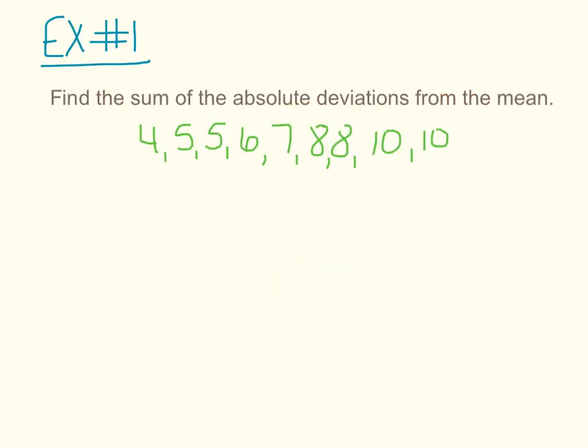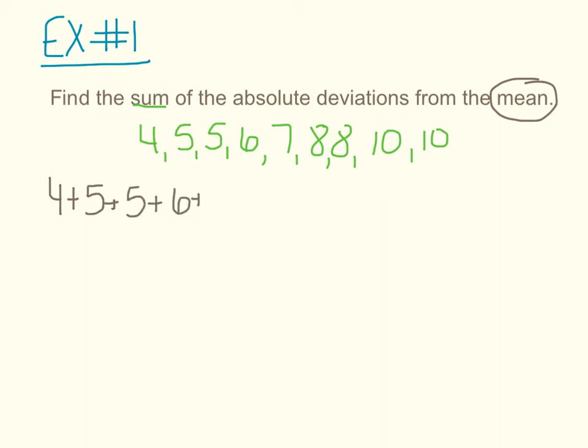Example 1. Find the sum of the absolute deviations from the mean. Sum means when you add. Okay. Here's what we do. Our first step is to first find the mean. Remember, to find the mean, you add up all your numbers and divide by how many numbers there are.